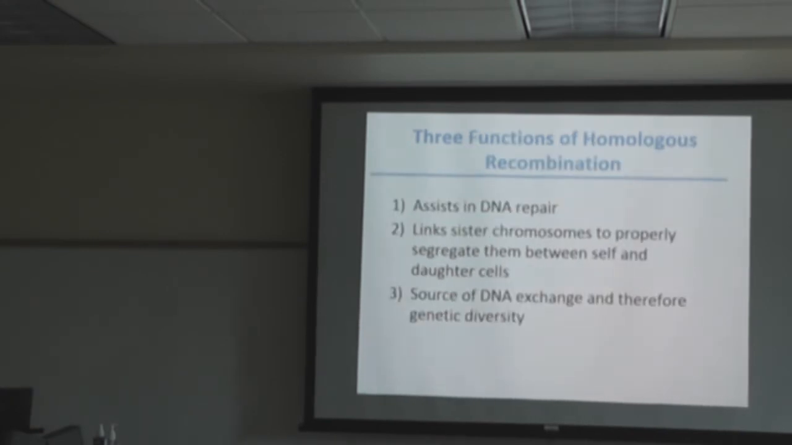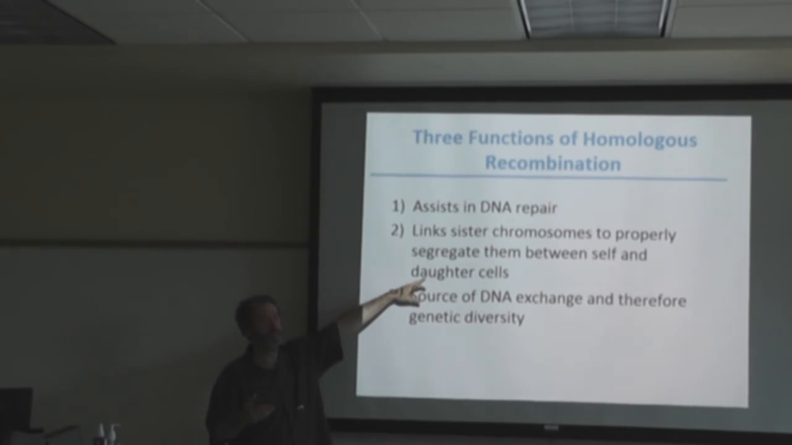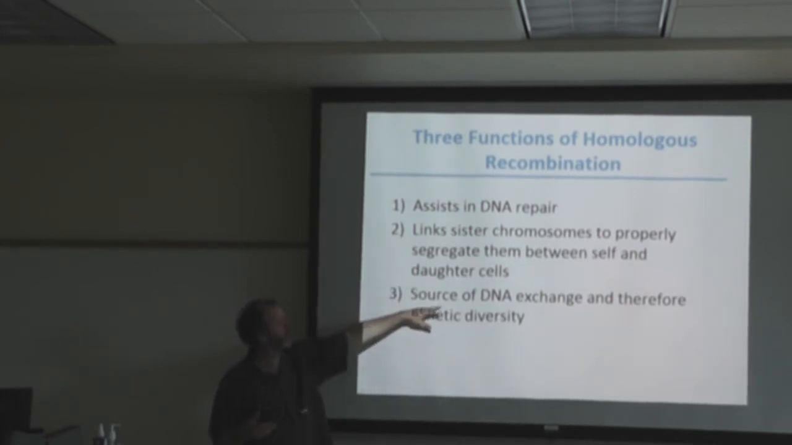Three functions of homologous recombination include: it assists in DNA repair; it links sister chromosomes to properly segregate them between daughter cells during mitosis and meiosis; and it is the source of DNA exchange and therefore increases genetic diversity.